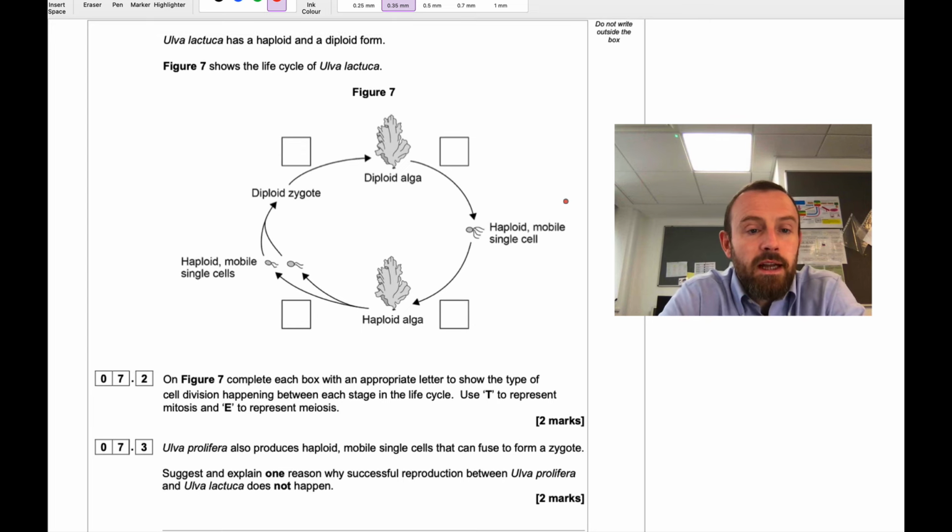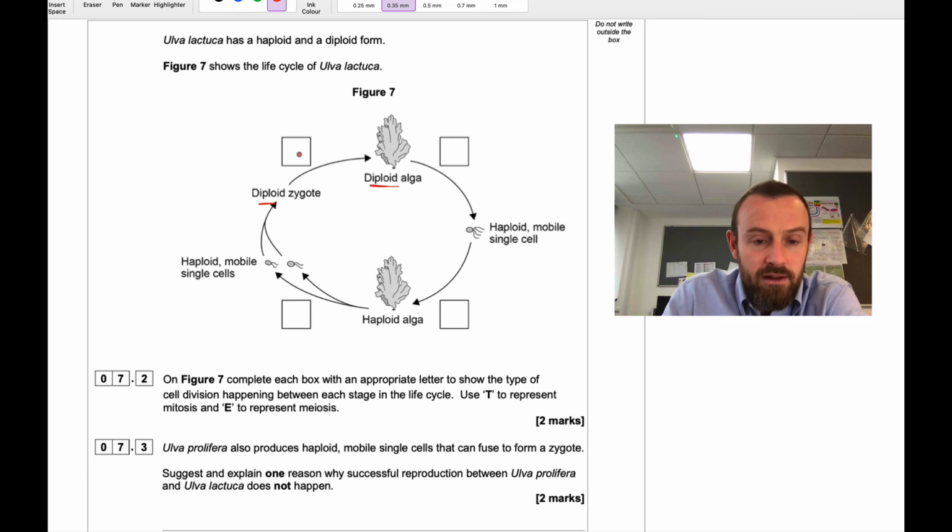Moving on, Ulva lactuca has a haploid and a diploid form. Figure 7 shows the life cycle of Ulva lactuca. Okay. On Figure 7, complete each box with an appropriate letter to show the type of cell division. T to represent mitosis and E to represent meiosis. Okay, so we just basically need to look at the diploid and haploid bits.